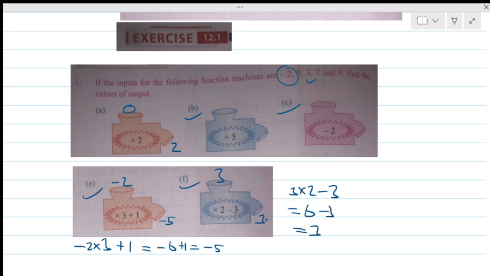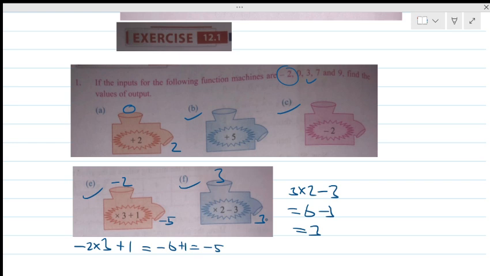A function machine is given, and it will do some function with some operations of mathematics: add, subtract, multiply, divide, or multiple operations. We will go according to the BODMAS rule for doing the operations, and whatever output comes we will keep as the answer. So that's number 1, I made number 1 clear.